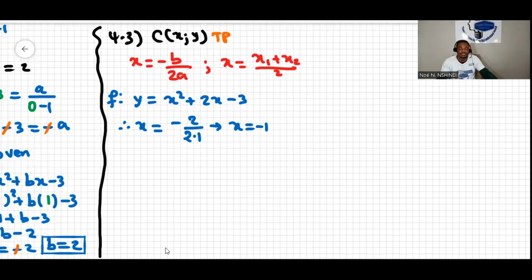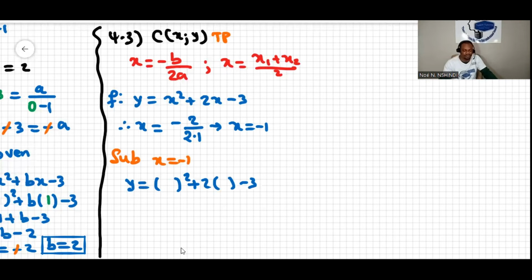Now that we have the value of x, we're going to substitute that value into the main function. So we sub x equal to negative 1 into y equals x squared plus 2x minus 3. This becomes 1 minus 2 minus 3, and that makes y equal to negative 4. So therefore, C is (-1, -4).